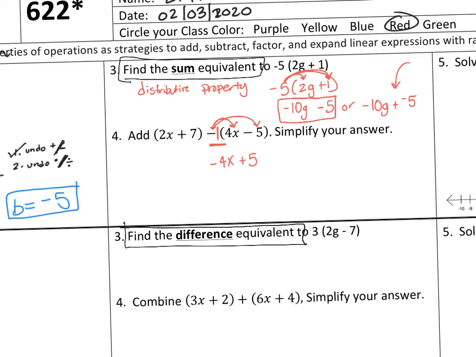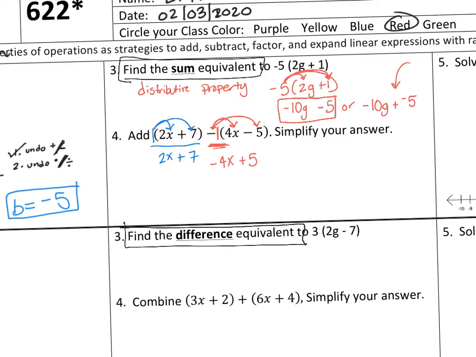So let's say we did have an invisible 1 over here on the first expression, and it's positive. 1 times 2x is just 2x. 1 times 7 is just 7. So nothing changed when there's a positive 1 in front. But when there's a negative 1 in front of the expression, it definitely changes the values of the expressions inside.